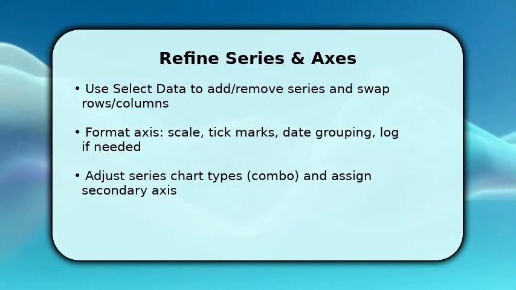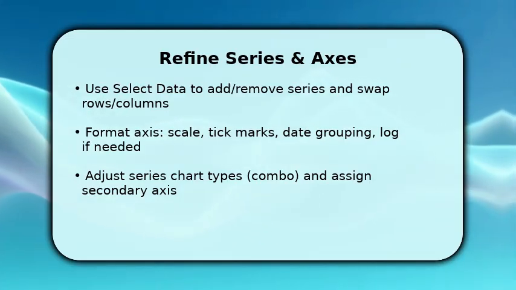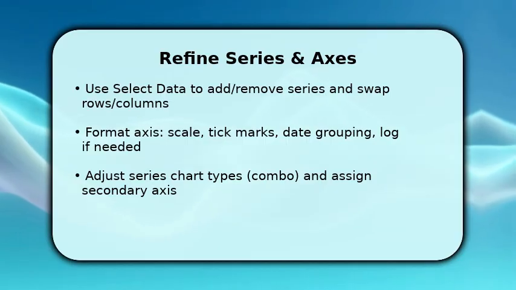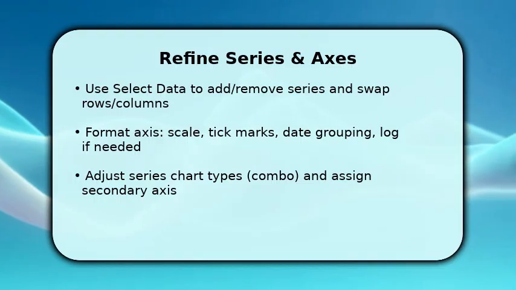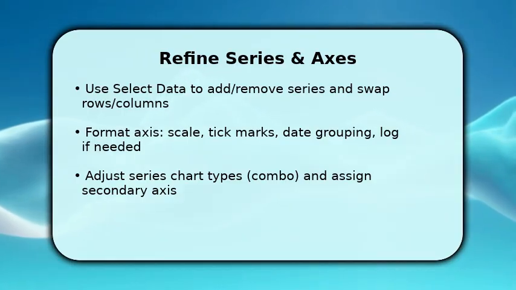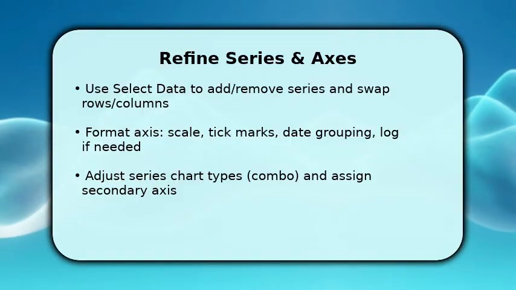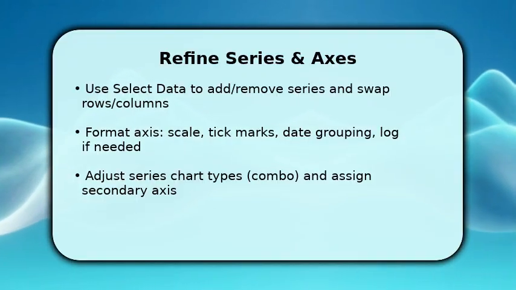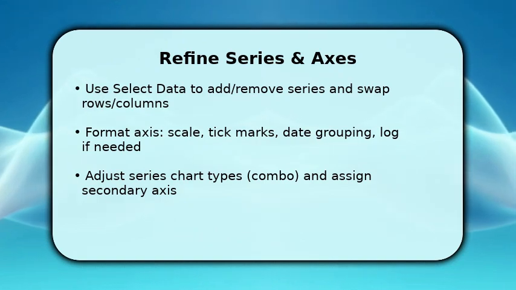Once your basic chart exists, refine the series and axes so the visual tells a clear story. Open Select Data to add or remove series and toggle rows versus columns when series are transposed. Then format each axis. Set scale limits, tick intervals, and turn on date grouping for time series. Use a secondary axis for disparate magnitudes or change a series to a different chart type to create a combo chart. Make sure to label axes and add units so viewers immediately understand the measures.